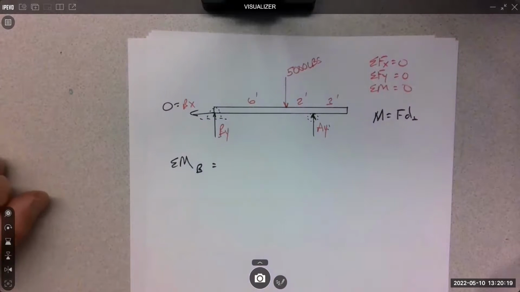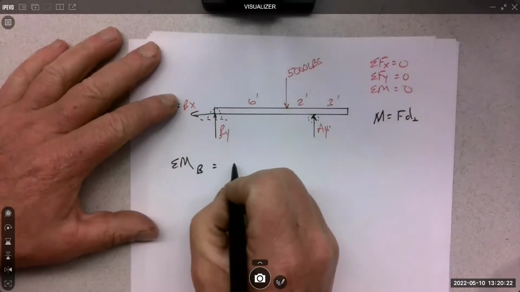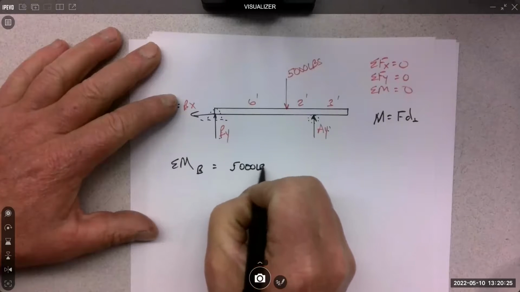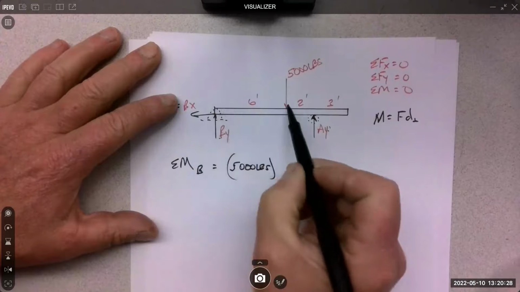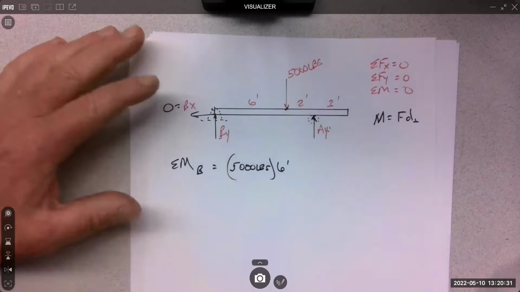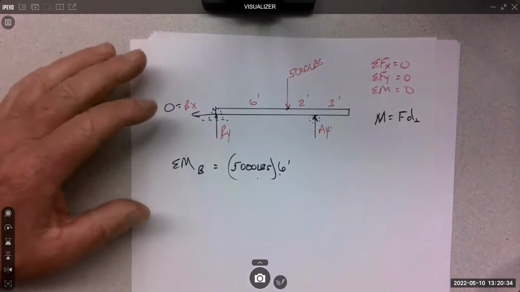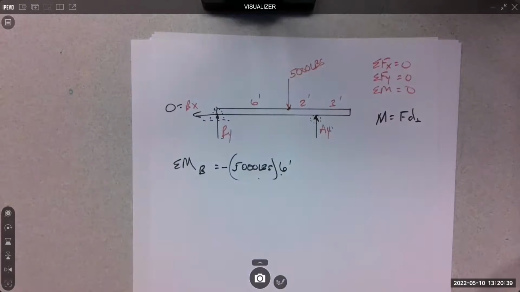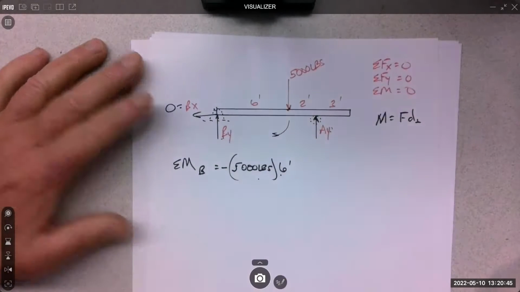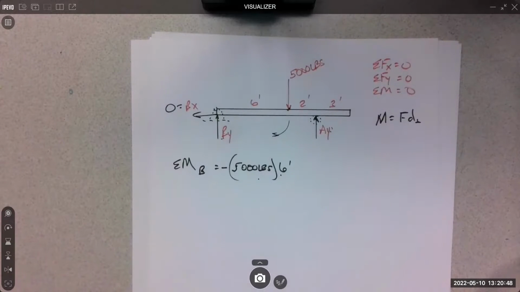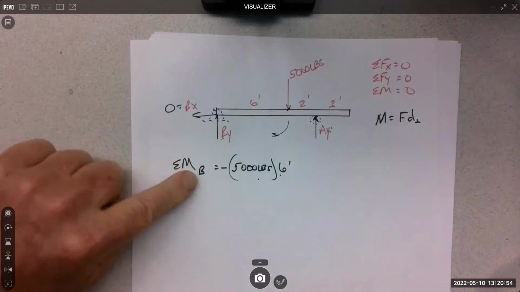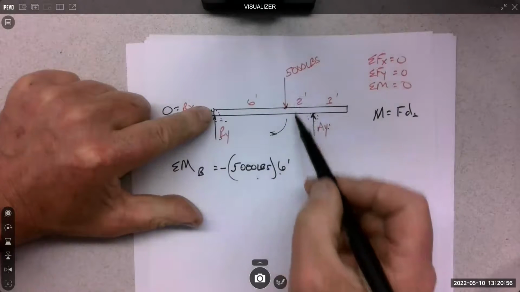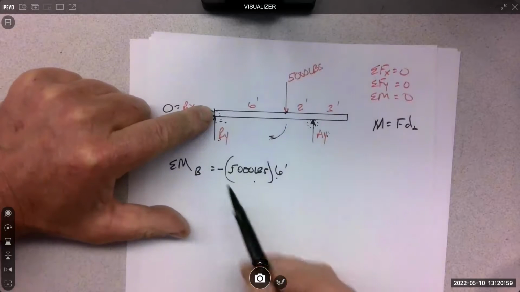What are all the moments at B? Yeah, times its distance, 6 feet. So force times distance, and rotation is clockwise, which is negative. So the sign of a moment is which way it rotates. If it rotates that way, clockwise, it's negative. If it rotates around the other way, then it's positive. And it's always about the point that you choose. We're choosing point B. So 5,000 rotating about B, that's clockwise, it's negative.